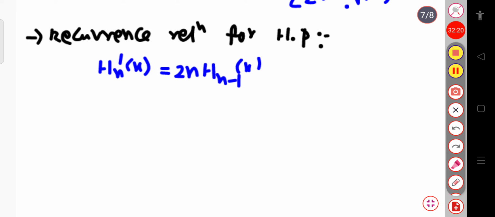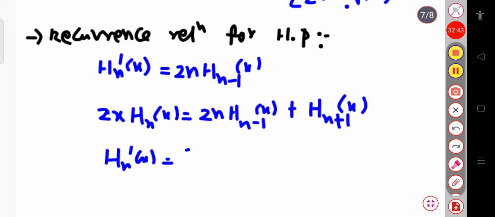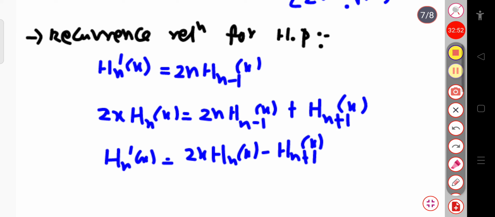Now the second one is 2x Hn(x) equal to 2n Hn minus 1 of x plus Hn plus 1 of x. And also this Hn prime of x can be written as 2x Hn(x) minus Hn plus 1 of x. That is, if we put the value of Hn of x in the Hermite differential equation, we will get the result equal to 0. Okay, that is the solution of the Hermite differential equation is Hn of x.